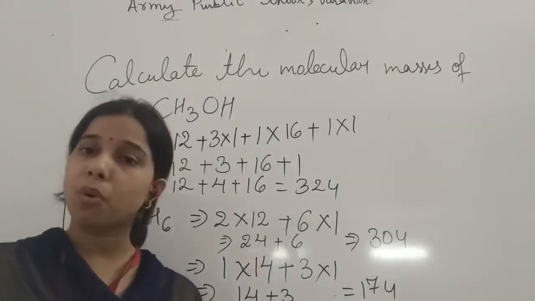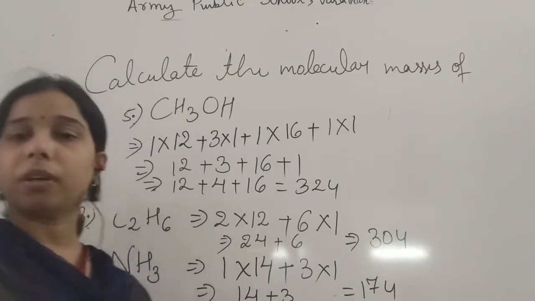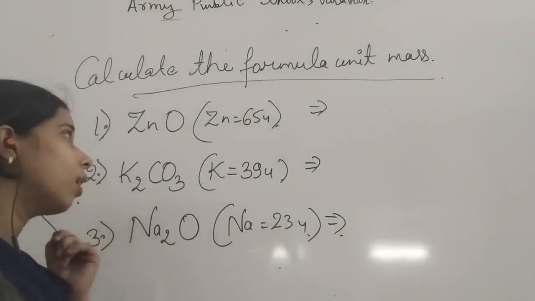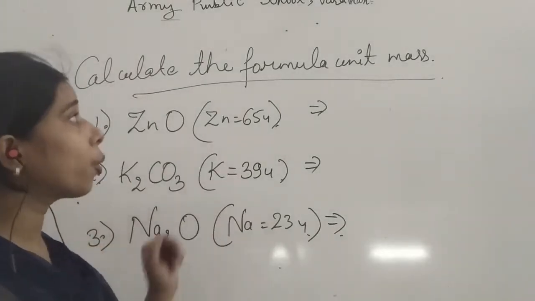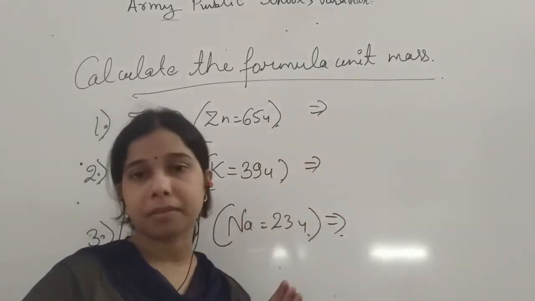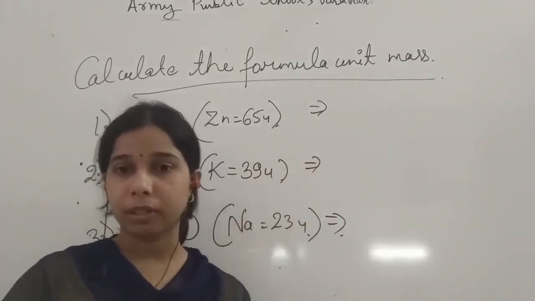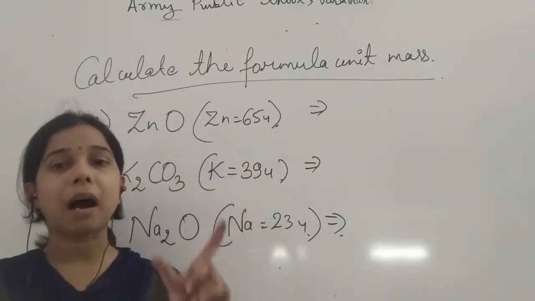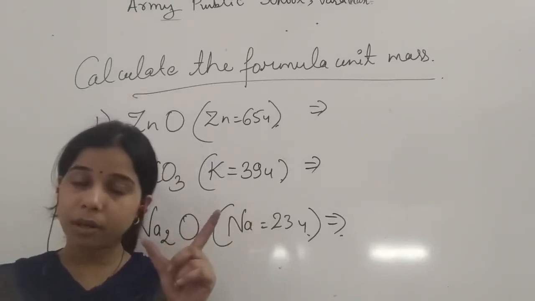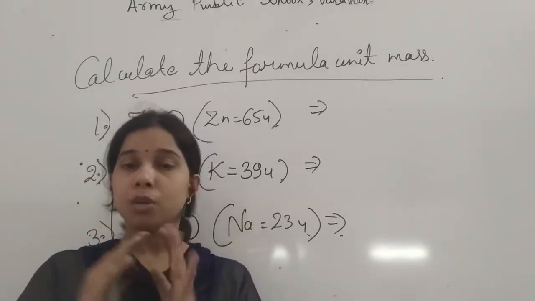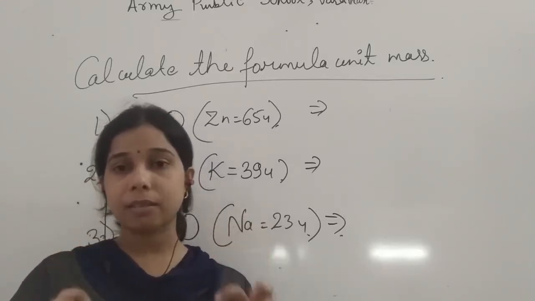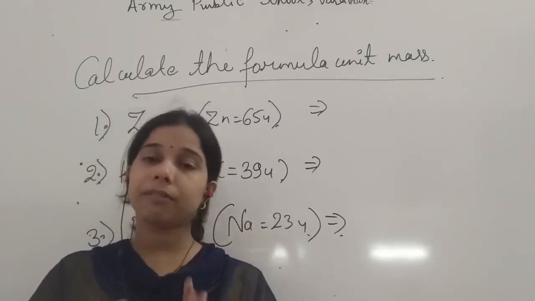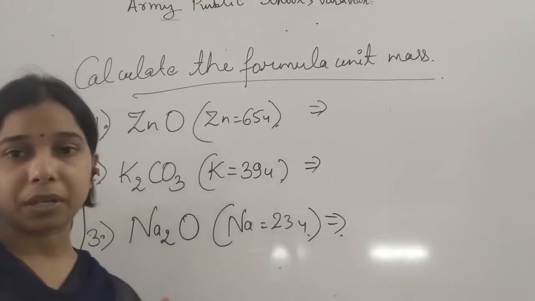Now we will see some more numericals related to finding the molecular mass. Now you see here, students, the question is: calculate the formula unit mass. Now don't get confused between the molecular mass and the formula unit mass. The molecular mass is to find the mass of the molecule. A molecule is where the atoms are combined together. So if we are able to find the individual masses of the atoms as well as the number of atoms attached with it, we will get the molecular mass of that particular compound.